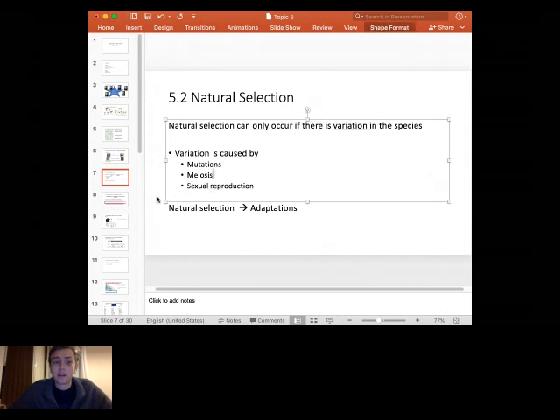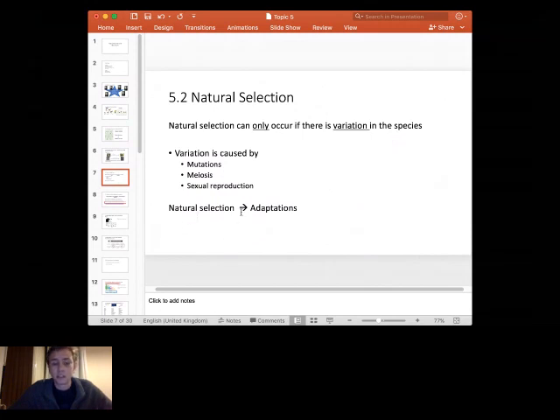Meiosis is then very important for mixing these different variations together. And obviously we can't go into meiosis today, but there are some different mechanisms in there. And then sexual reproduction. So this idea that we can take any individual and mix it together with any other potential individual and then create offspring that is different from both the parents. So that's variation. And variation is absolutely essential for natural selection to work, okay?